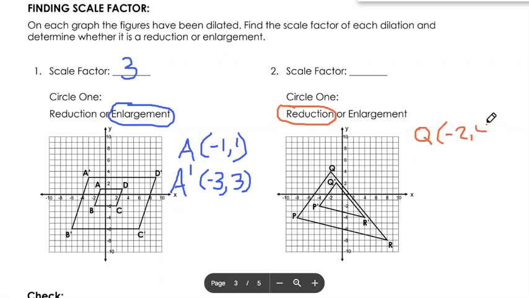All right, so now I've got to figure out what Q prime is to see how much it changed by. Q prime is at negative 1, 2. So how did it change? Well, how do I go from negative 2 to negative 1? How do I go from 4 to 2? Well, 4 to 2, I would divide by 2, right? So my scale factor is a half. We divided it by 2, or multiplied by a half.